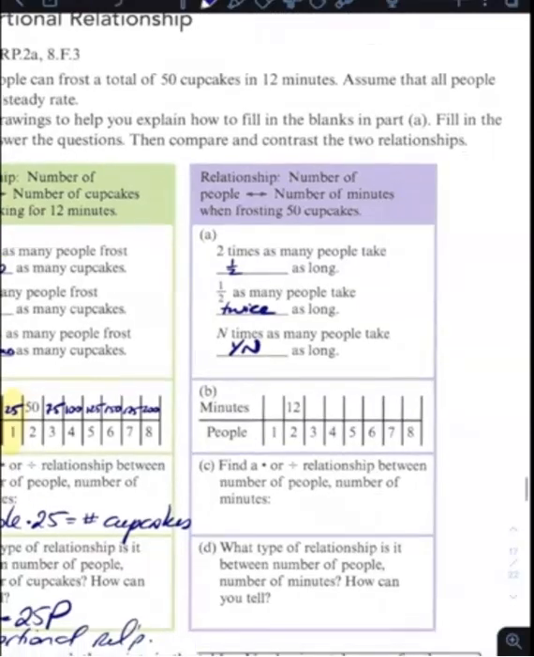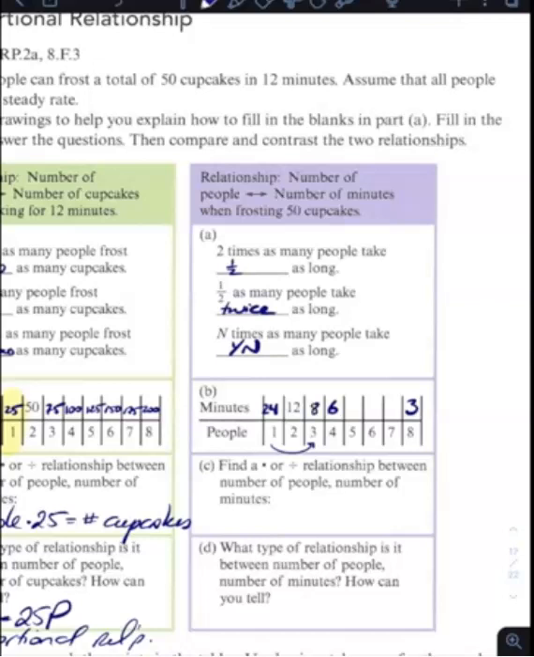So let's see. If 2 people take 12 minutes to frost the job, if you double the number of people, you're going to half the number of minutes. If you half the number of people, you're going to double the number of minutes. I wonder what happens if you triple the number of people. Does it make sense that you're going to take 1/3 the number of minutes?